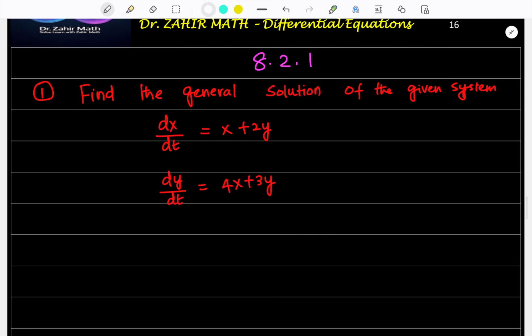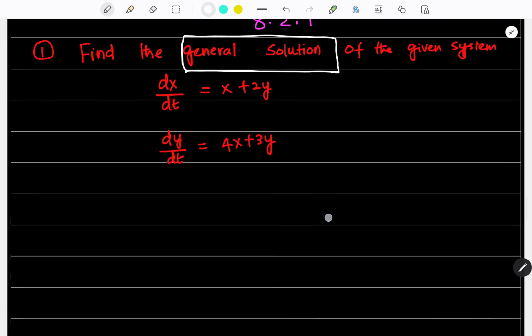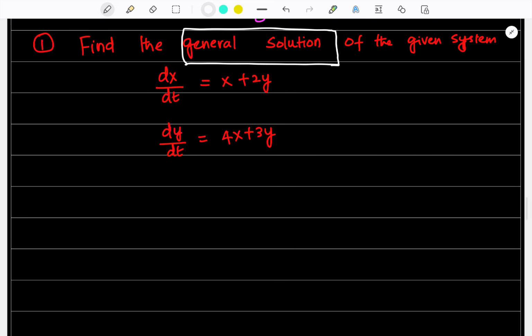Now we have come to the last section. Find the general solution of the given system of equations. Very, very important, so keep in mind the general solution of the given system of equations. For this, you need to follow a few very easy steps which you already studied. Let me go to the solutions and I will give you the steps.